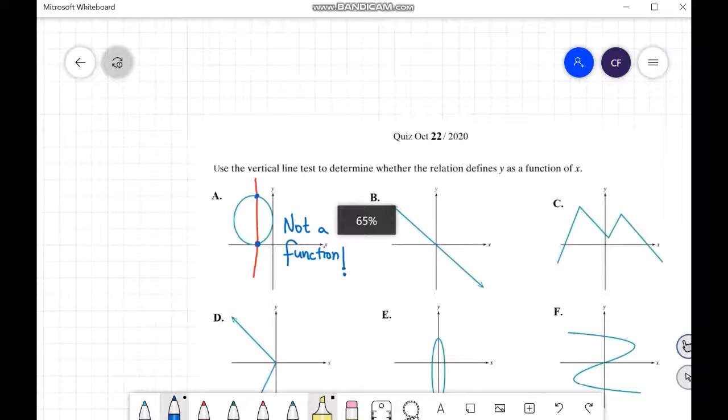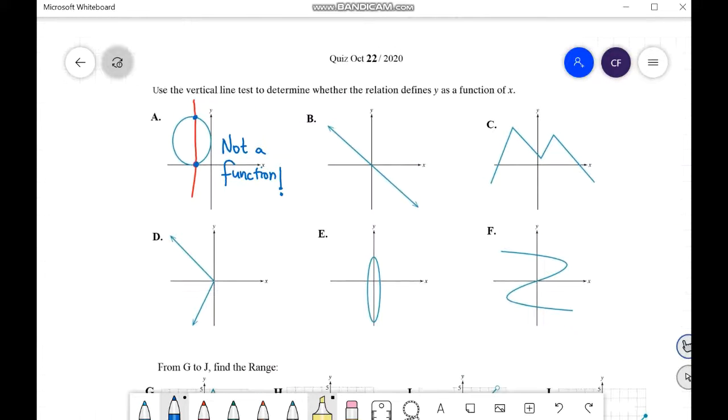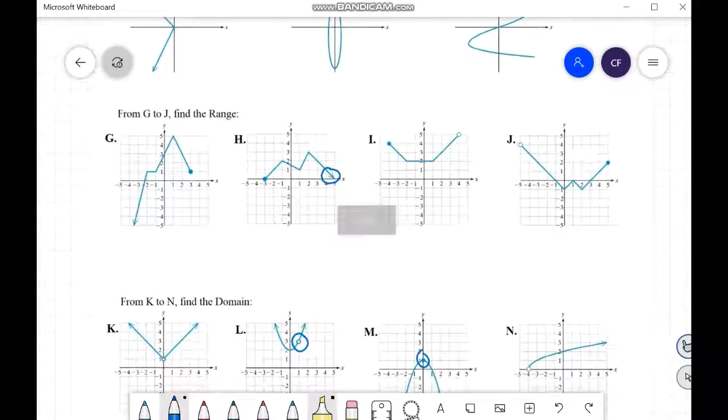Okay? Now try by yourselves. Try A, B, C, D, E, and F. And after that, you can work together on the next problems from G to the last one, I think it is N. Yes, N.